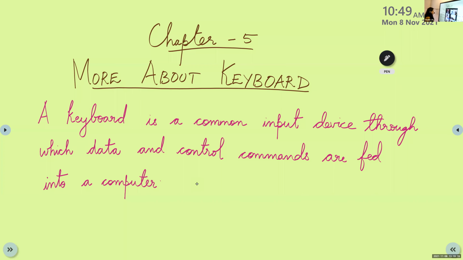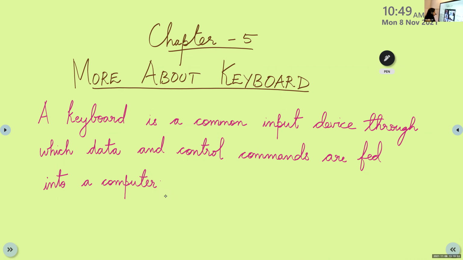Please read what you have written, Serafina. We already know that keyboard is an input device, isn't it? So what are input devices used for? To put or to feed information into the computer. Okay, that's what the definition says. It is used to feed the information or data into the computer.